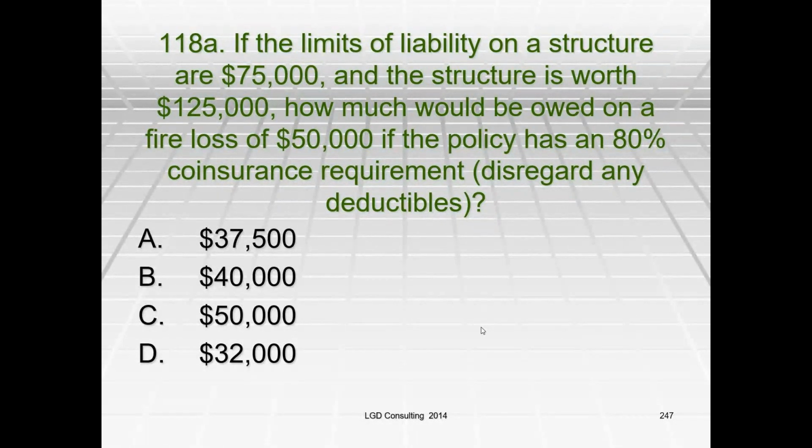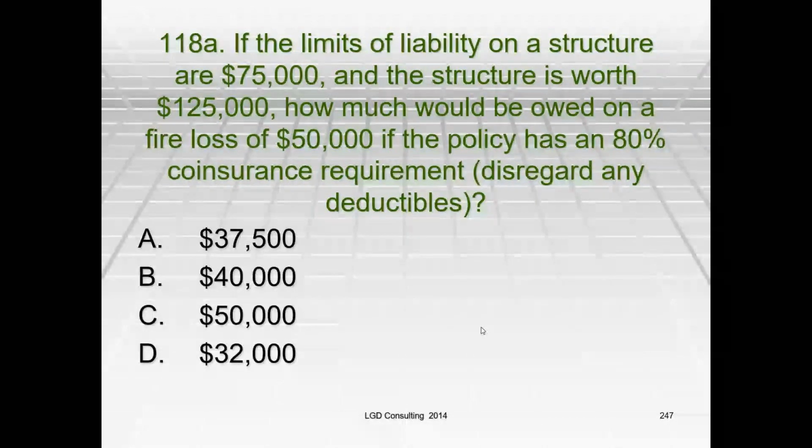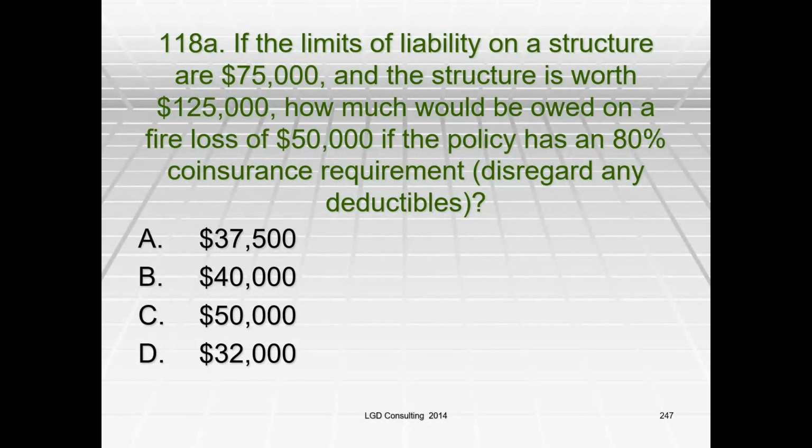Okay. So you got to know the coinsurance equation. And the coinsurance equation is the amount of insurance you did have divided by the amount of insurance you should have had. Okay. So then you can break it down into a fraction, did over should, right? And you can simplify it because it does make it easier. And then you take that fraction times whatever the loss is.